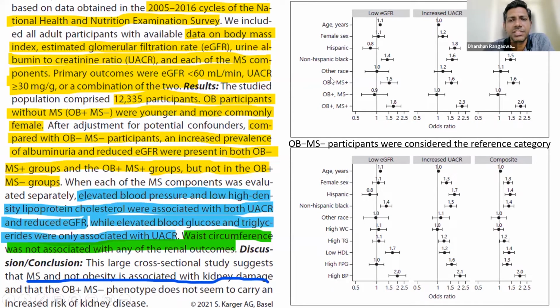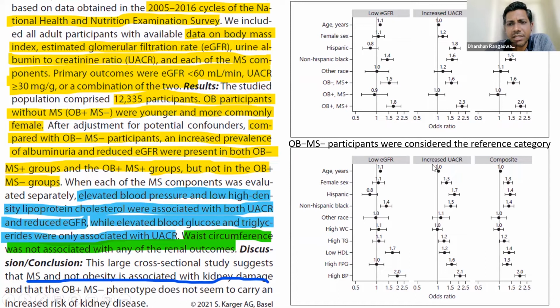So if you just look at my pointer, not being obese but having metabolic syndrome can result in reduced GFR and elevated urine albumin creatinine ratio. Obesity without metabolic syndrome did not result in decreased GFR or elevated proteinuria. However, if both of them were there, definitely the incidence of reduced GFR and proteinuria was increased compared to each of the components being alone.